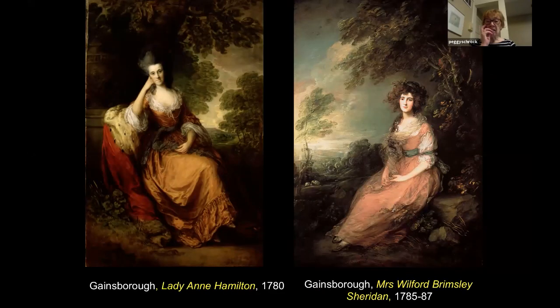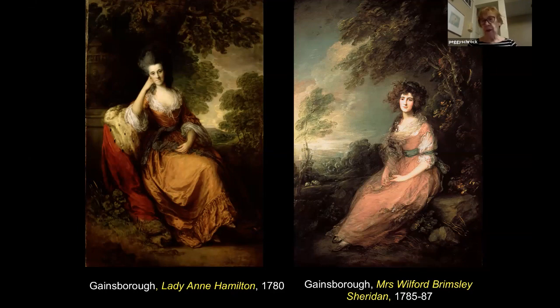Portraits like these, and these are what we're most used to when we think of Gainsborough, are very successful. And while it's not overt, it's still speaking of a relationship to nature and class, especially the one on the left, Lady Anne Hamilton. This is, again, her portrait with her land, and the sort of naturalness of her position in the land. But the one on the right is interesting because this is Mrs. Wilfred Brimsley Sheridan. She was a very well-known professional singer at the time, and she's married to Sheridan, the playwright.